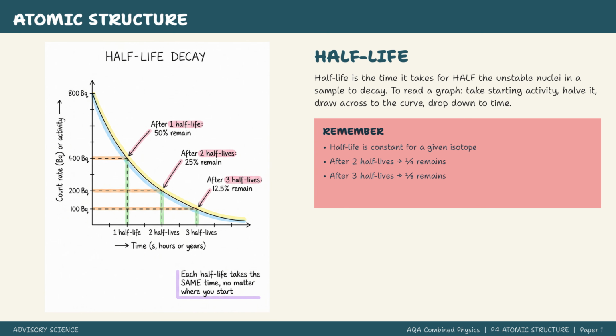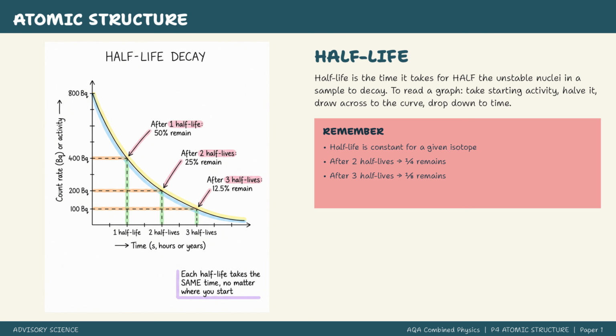Half-life, irradiation, and contamination. You can never predict when an individual radioactive atom will decay, but you can predict exactly how long it takes for a massive crowd of them to halve. This time is called the half-life. To read a half-life graph, look at the starting activity on the vertical axis. Divide it by 2, move horizontally across the curved line, and look straight down to the time axis.